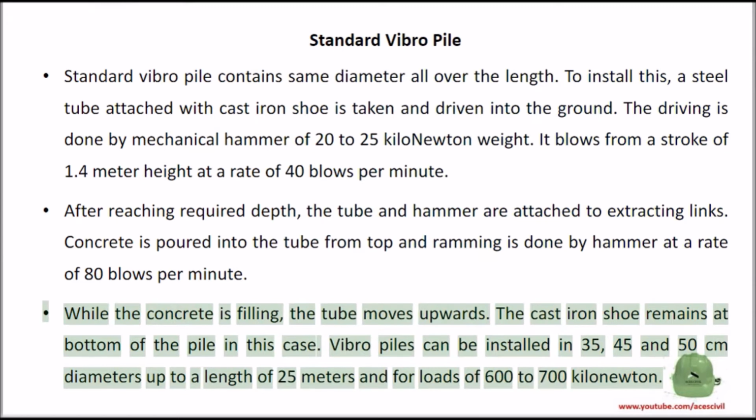Vibro piles can be installed in 35, 45, and 50 cm diameters up to a length of 25 meters and for loads of 600 to 700 kN.